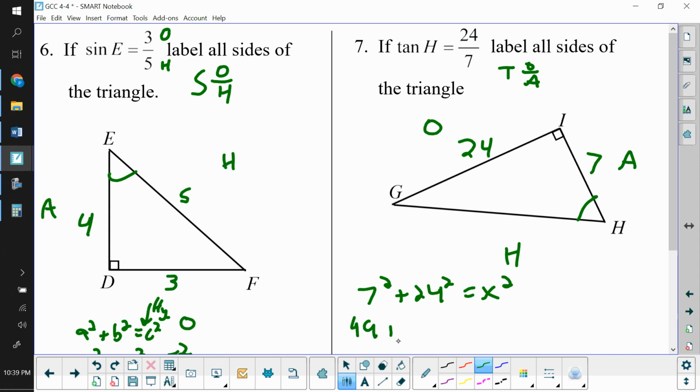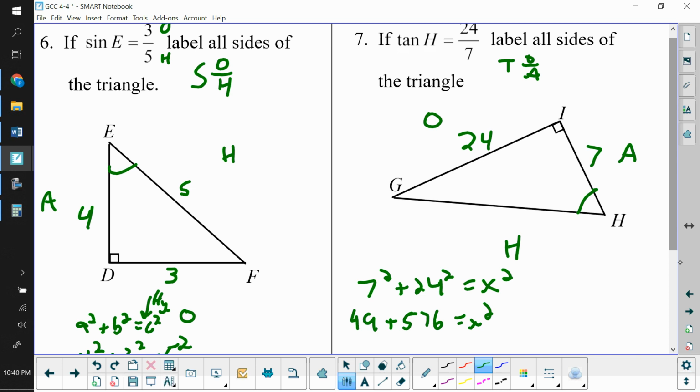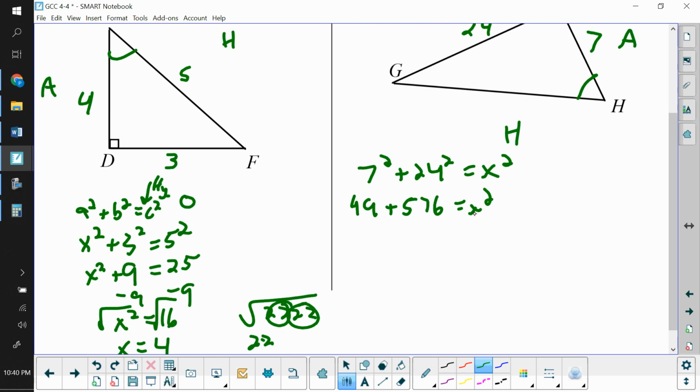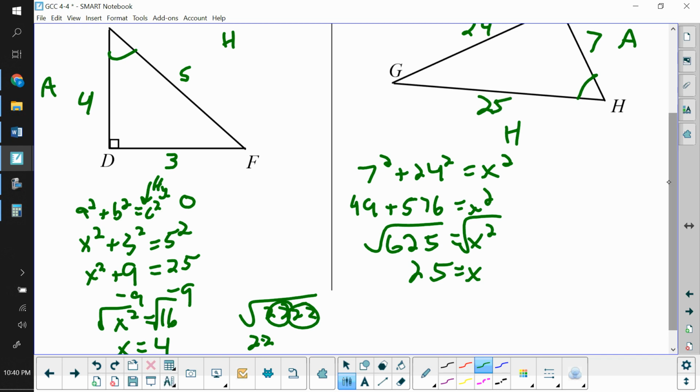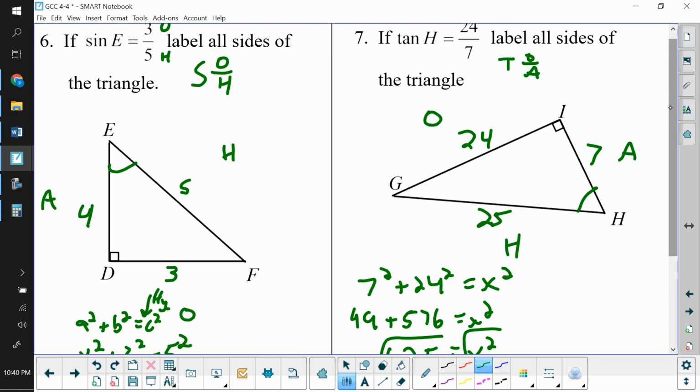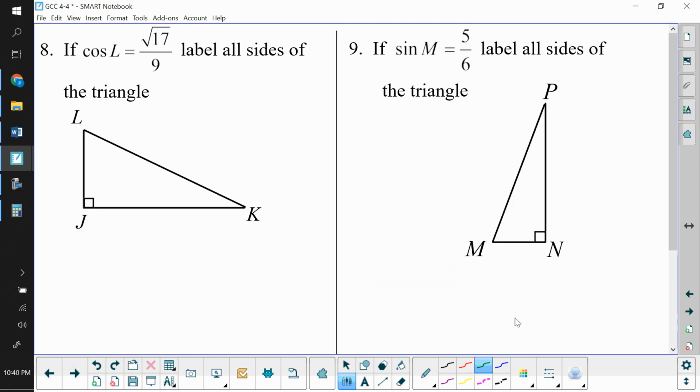This is 49 plus 576 equals x squared, or 625 equals x squared. Take the square root of both sides and we get 25 is equal to x. So that's our missing side. We'll do 2 more of these quick to finish off.